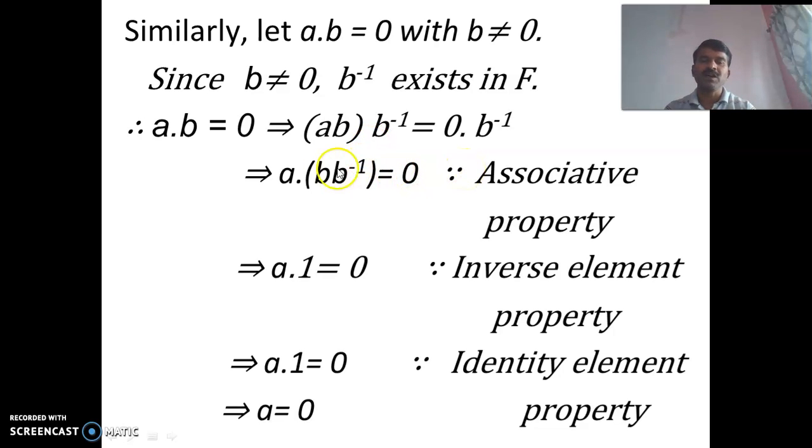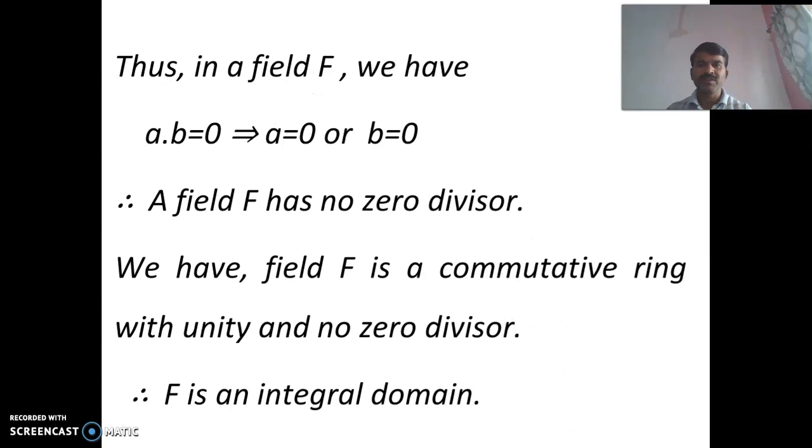Since the associative property holds, B into B inverse is 1, by the inverse element property. So we have A dot 1 equal to 0, and since 1 is the identity element, A equal to 0. So if A dot B equal to 0 with B non-zero, that implies A is 0.